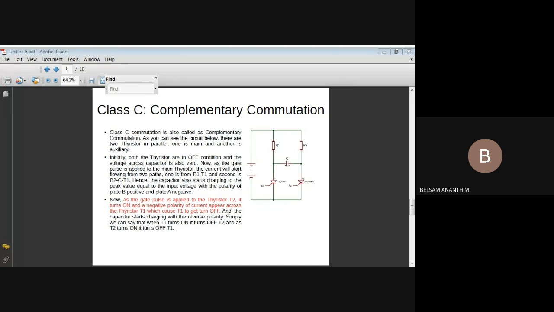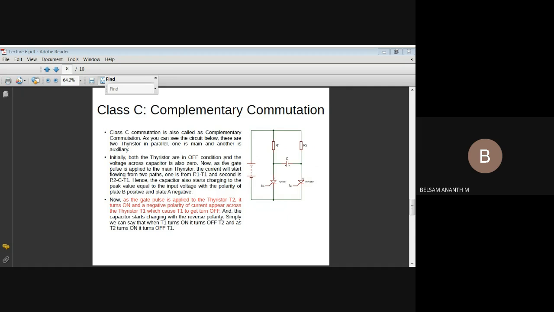In the earlier two cases, please remember, only a single thyristor was used. First case, thyristor along with L and C in series. Second one, thyristor along with L and C in parallel. And the third one, two thyristors are connected in parallel.